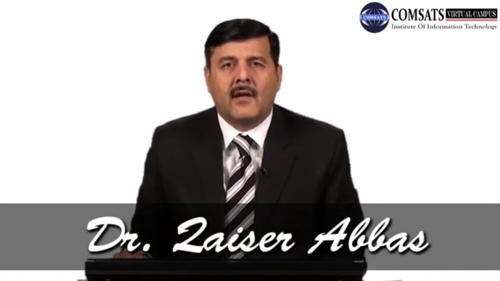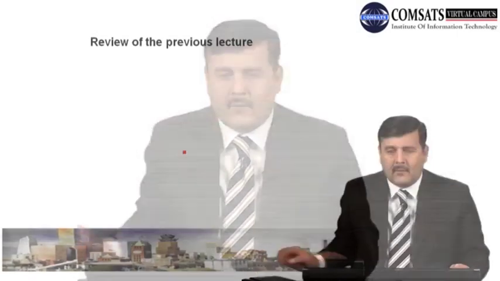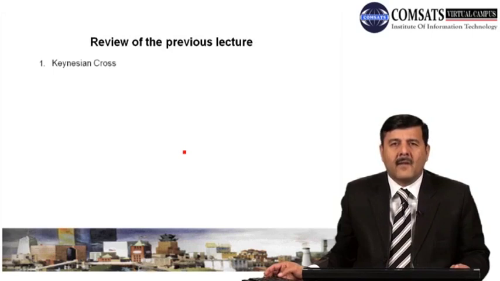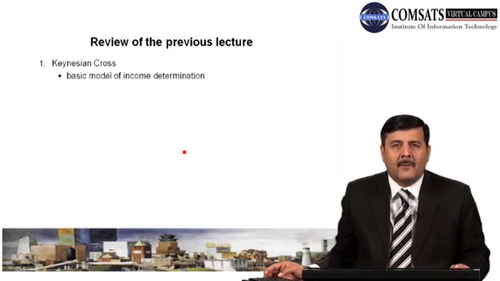As before, for a few minutes we'll revise the previous lecture and then we'll come to today's lecture. So what we learned in the previous class, we discussed the Keynesian cross. Keynesians are basically a group of economists who criticized the classical economic theory in which prices are flexible in the long run. Keynesian economists believe in the short run.